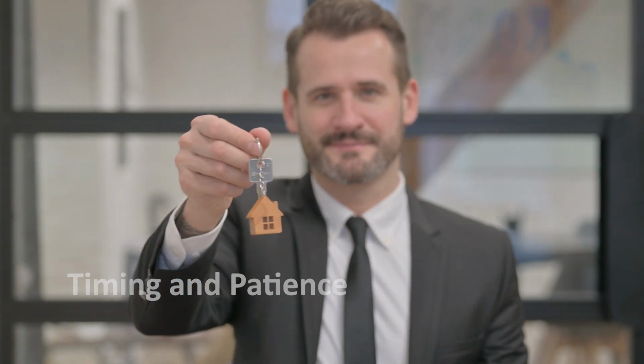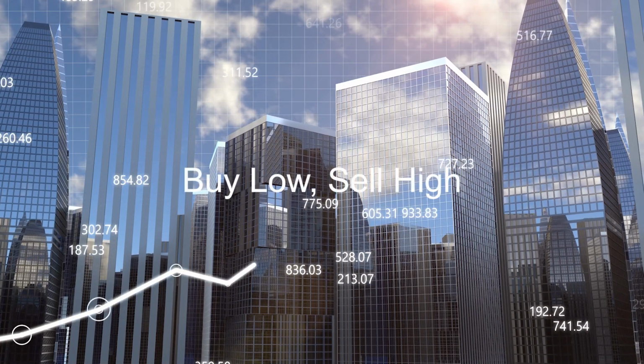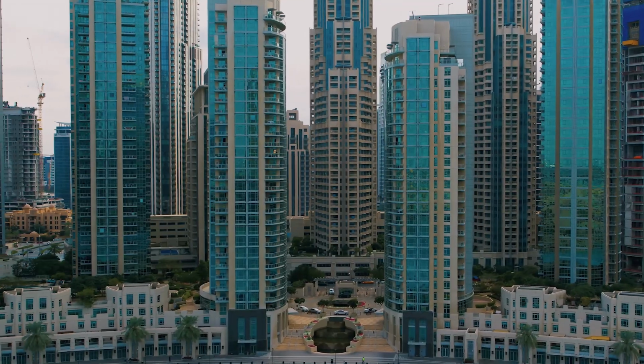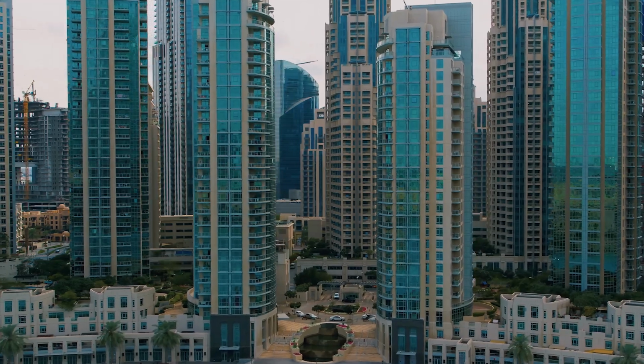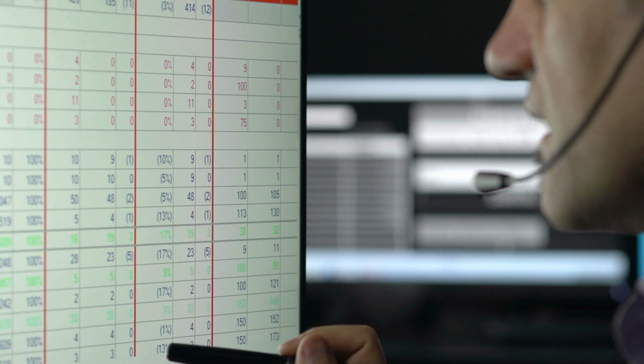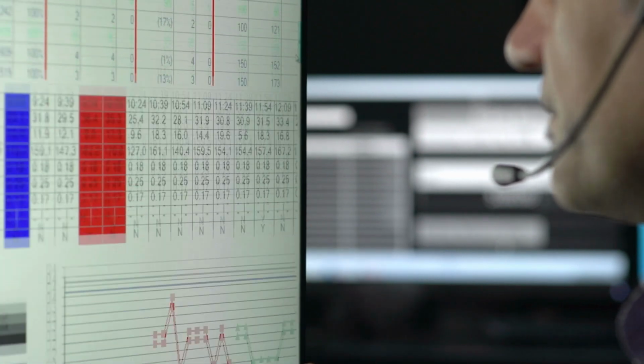Timing and patience. Buy low, sell high. Aim to purchase properties during the contraction phase when prices are lower and sell during the expansion or peak phases to maximize gains. Timing the market requires careful analysis and an understanding of market dynamics.